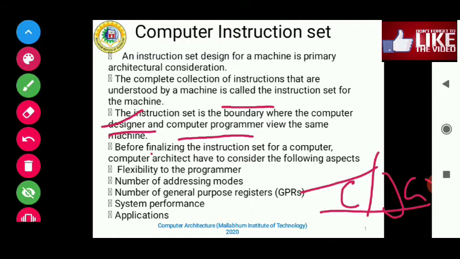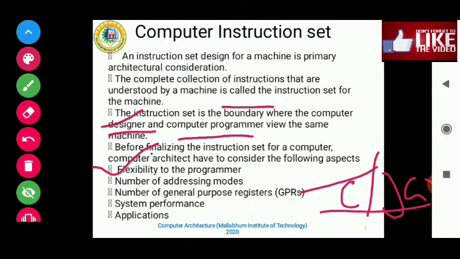So before finalizing the instruction set of a computer, there are different points to be understood. So the first point is flexibility to the programmer. Now a programmer wishes to have as many instructions as possible. A programmer wants different types of instructions possible for the appropriate operations. Now this is not possible, because if a computer architect designs numerous instructions for a particular machine, then the design of the control unit would be much more complex.